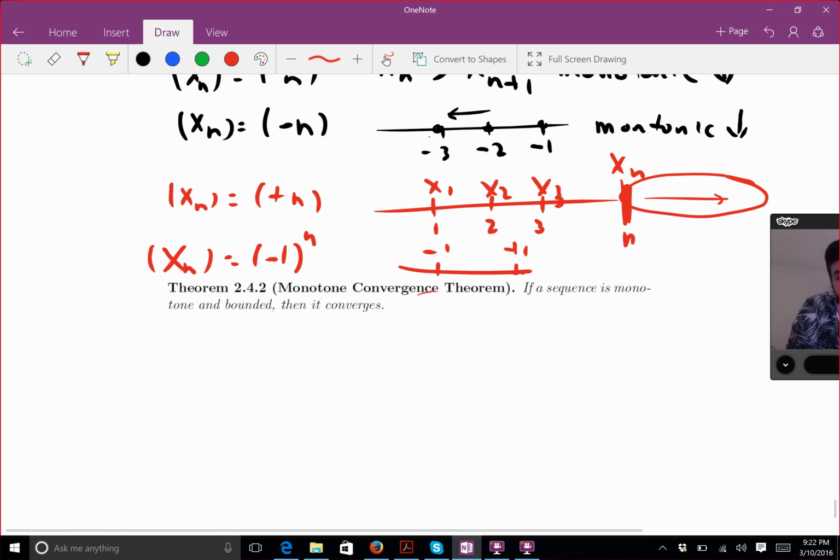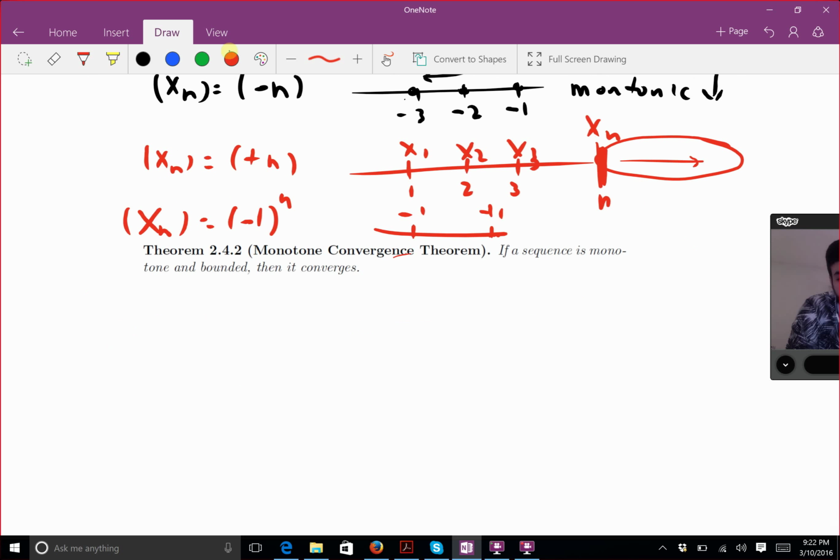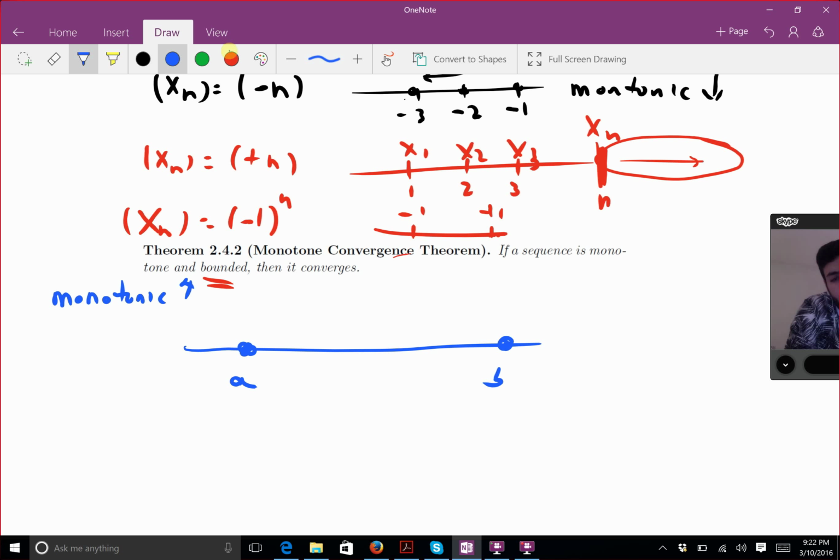So what this theorem says is that if you have a sequence that's monotonic and bounded, and bounded is really important, then it converges. Let's take a look at what it's saying. It can be monotonic increasing or decreasing. Let's suppose it's monotonic increasing. I know that it's bounded, so there are two numbers here that contain everyone. So x sub n is in here. x sub 1 is here.